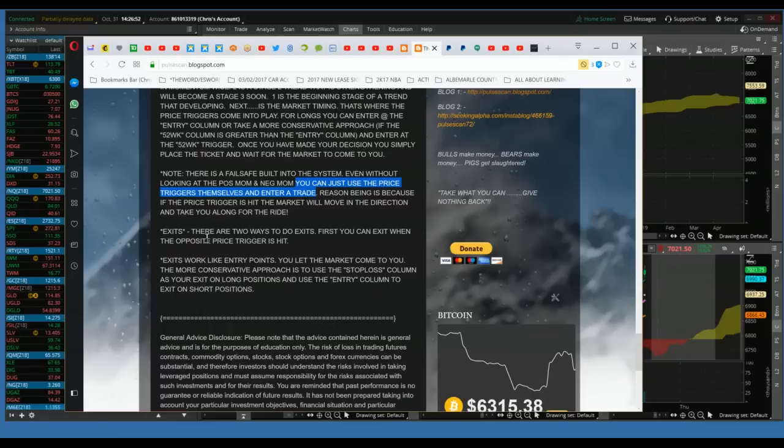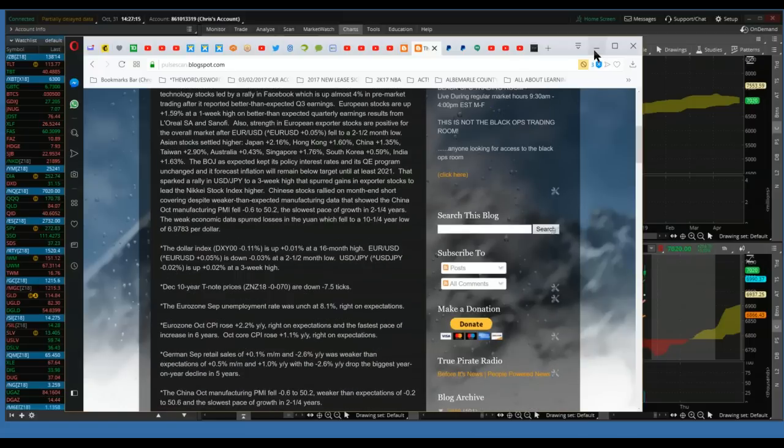All right, exits. There are two ways to do exits. First, you can exit when the opposite price trigger is hit, and exits work like entry points. You let the market come to you. The more conservative approach is to use the stop loss column as your exit on long positions and use the entry column to exit on short positions.